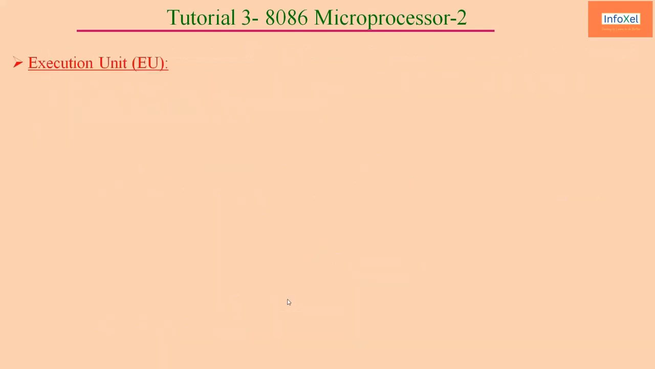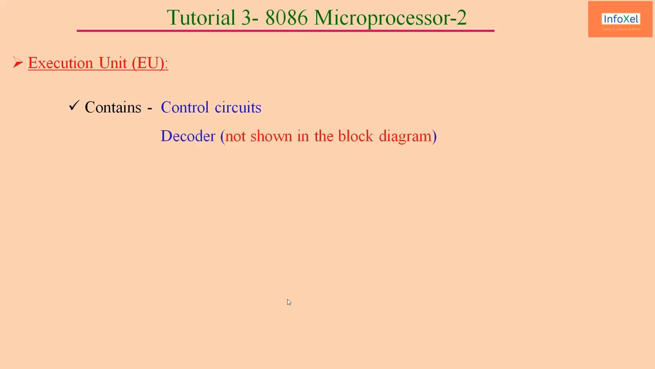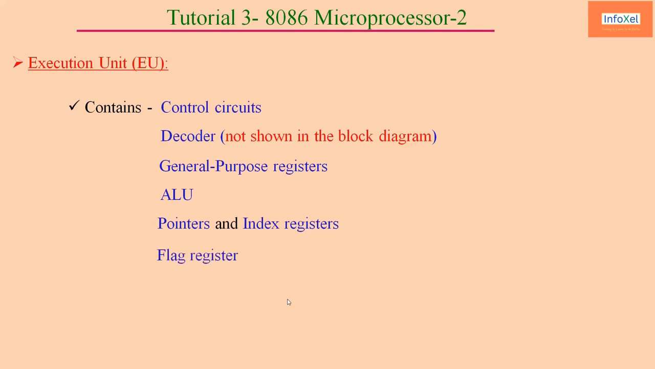Now we will discuss what the functions of the execution unit are. Before discussing the functions, it contains control circuits, it contains a decoder, which is not shown in the block diagram, it contains general purpose registers, we have seen that, it contains the ALU, that also we have seen, and it contains pointers and index registers, that also we have seen. These two come under special purpose registers. And then we saw flag registers.